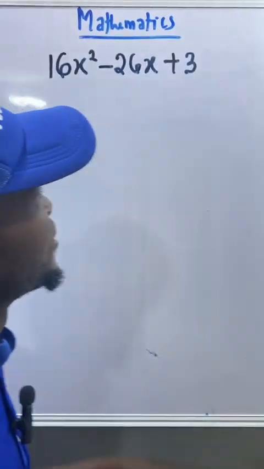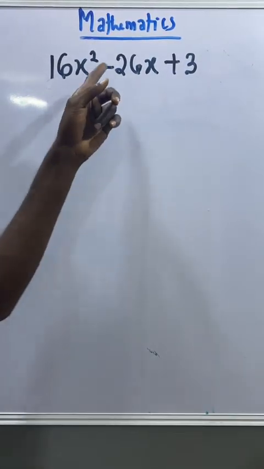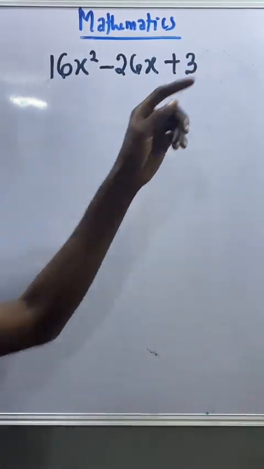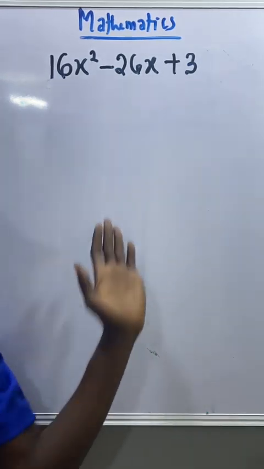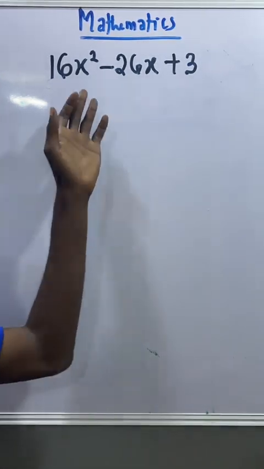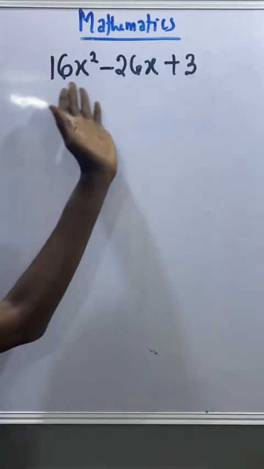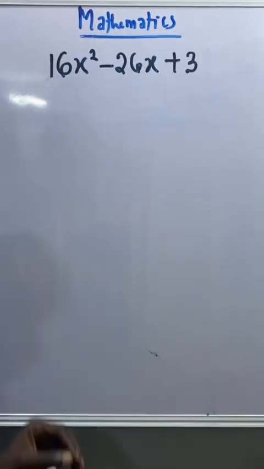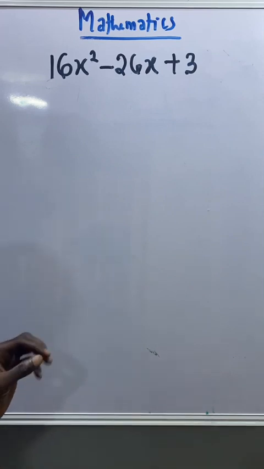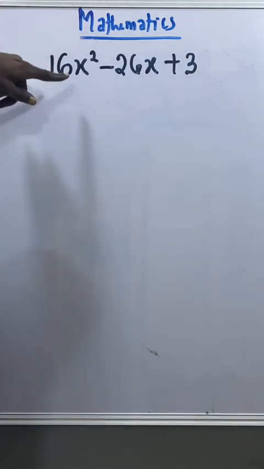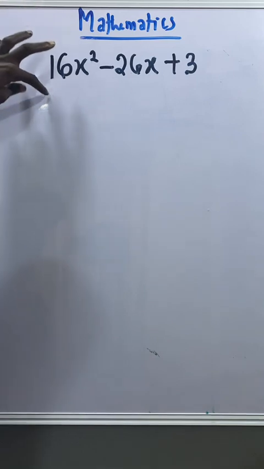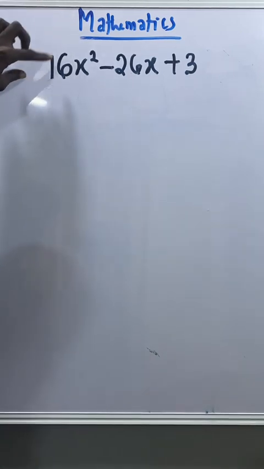Yeah, another case. This is 16x squared minus 26x plus 3. Now, first of all, all the tricks and cases that I used in the previous video will also work for this kind of question. Just some little differences. Here the coefficient of x squared is not 1. It's not unity, it's 16.